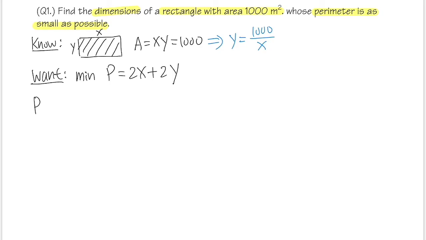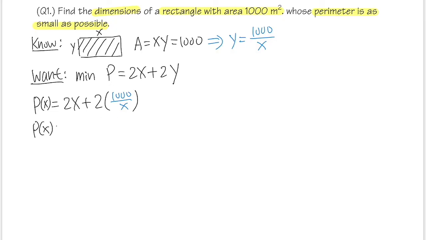So P is equal to 2X plus 2Y, and Y is that 1000 over X. Perfect. And notice this is now an equation in terms of just X. So I can come here and say P is a function of X, and this is the function notation. If you keep it as P, it's totally okay. Now we will just take the derivative, but before that, let's fix this a little bit.